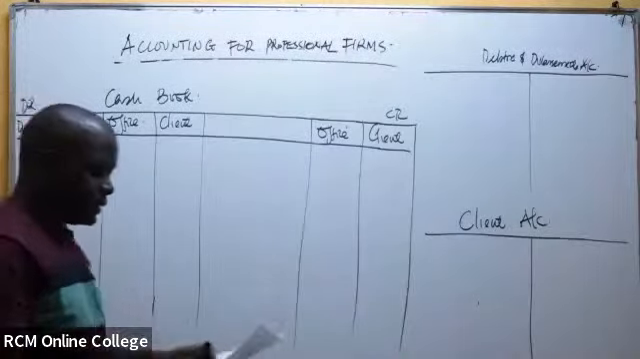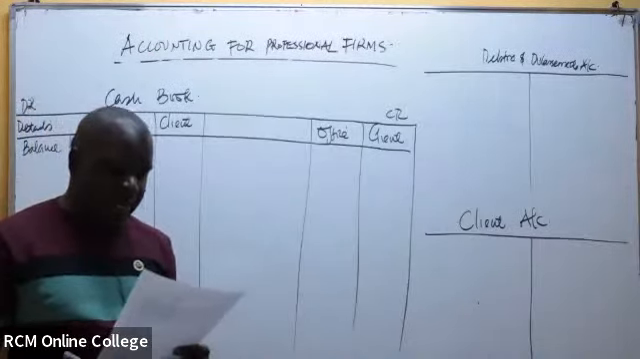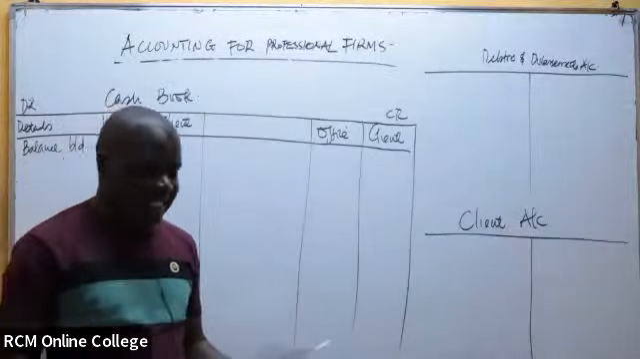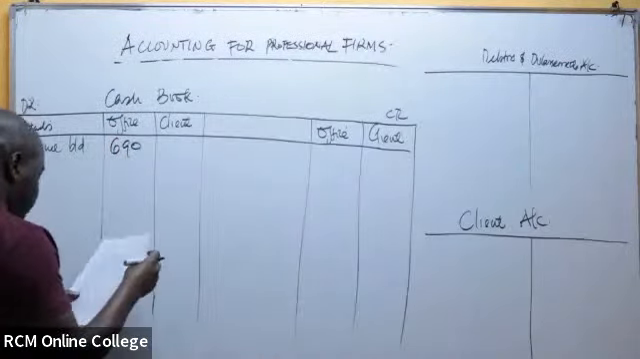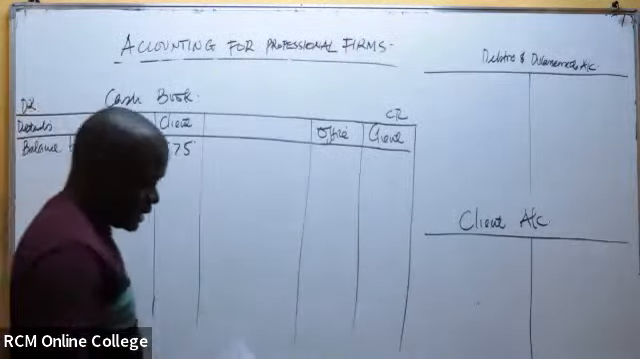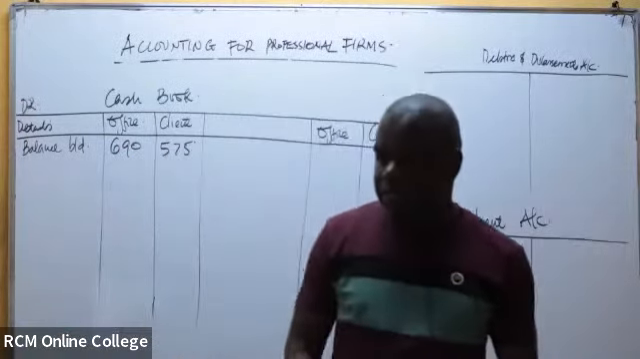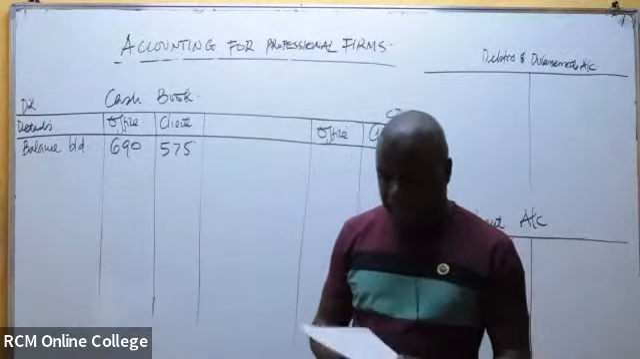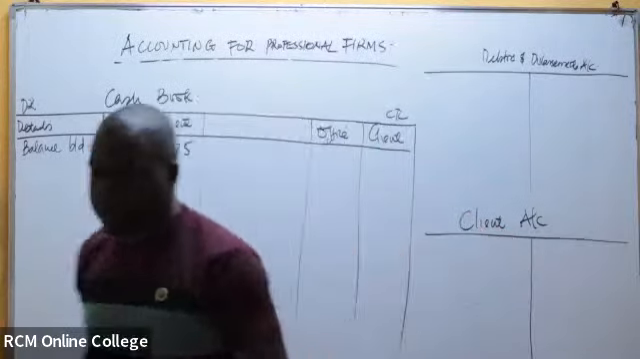If you look at the trial balance, hope you are able to see it, there's that balance they indicate for client 575 and office 690. Have you seen it? I can see Irene says yes, you've been able to see. That is the opening balance.